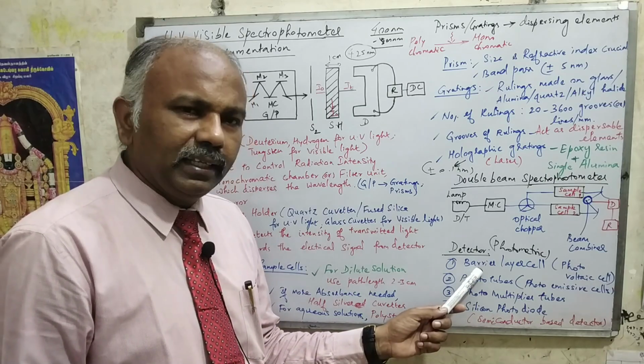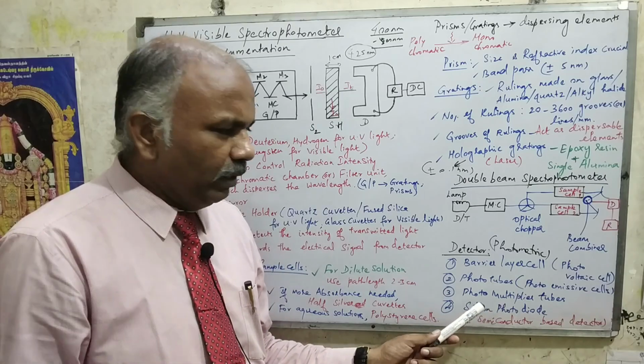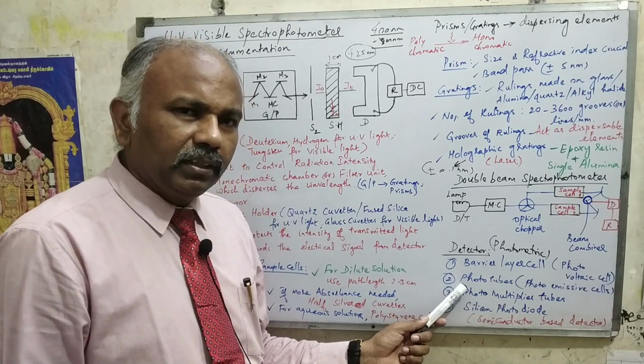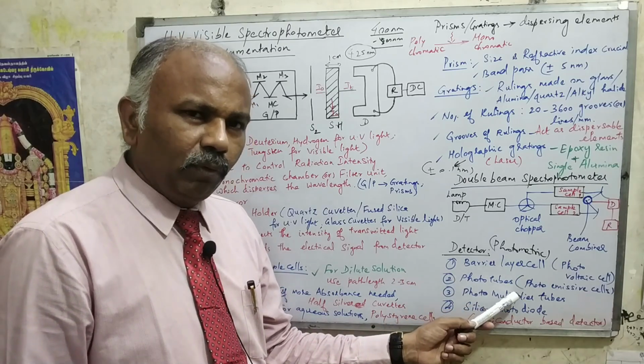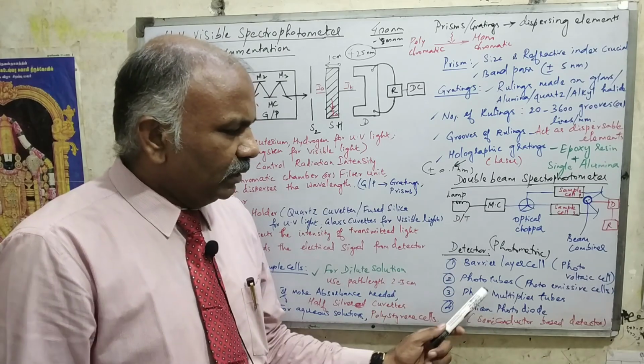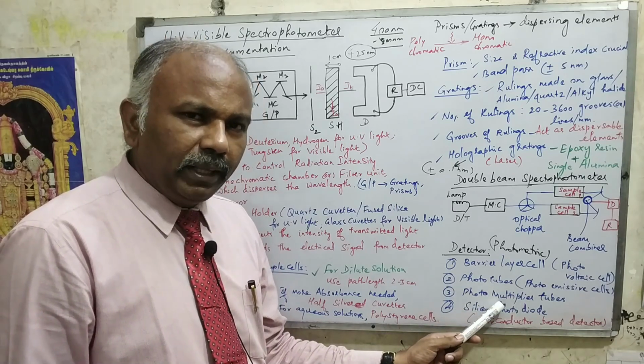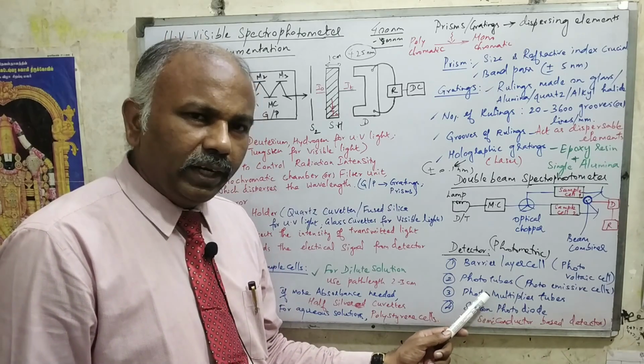One is the barrier layer cell, which is also called a photovoltaic cell, which is a very cheap instrument. The next important thing is phototubes, which are also called photoemissive cells. We will discuss all these detectors in the next class. So phototubes are photoemissive cells. And the third one is the photomultiplier tube, which is more important and widely used.